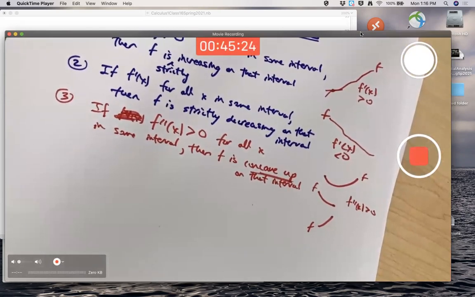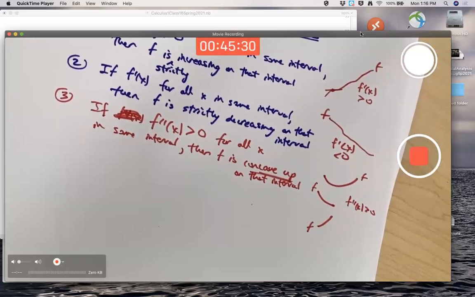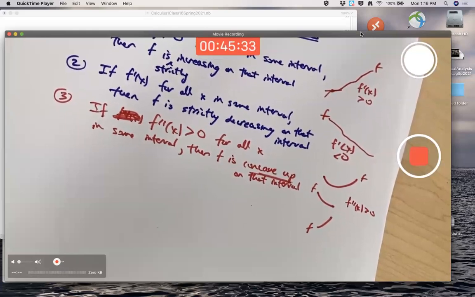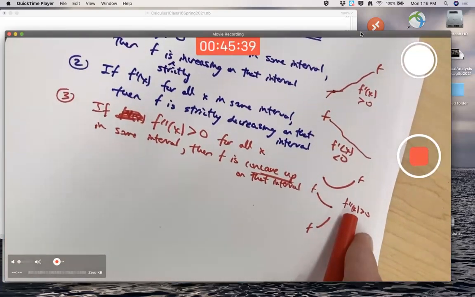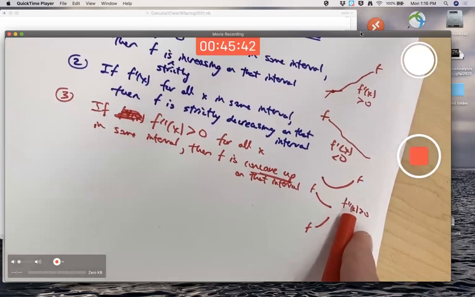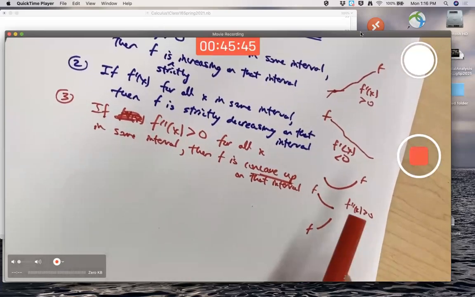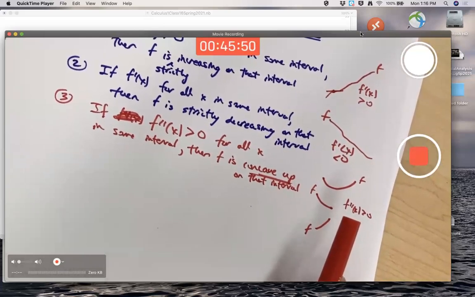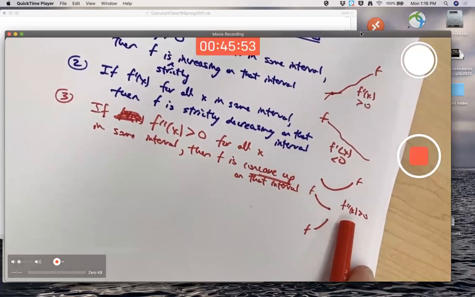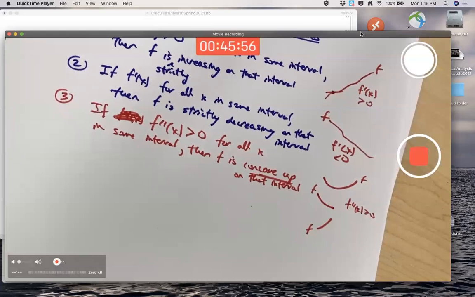Well, remember, f double prime of x is the derivative of the derivative. It's the derivative of f prime. So if f double prime is positive in some interval, that means the graph of f prime is increasing, not the graph of f, but the graph of f prime. And remember, we can graph f prime. This means the graph of f prime, which I have not drawn here, must be increasing. Well, what does that tell you about f? If the graph of f prime is going up, that means the slopes of f must be going up.